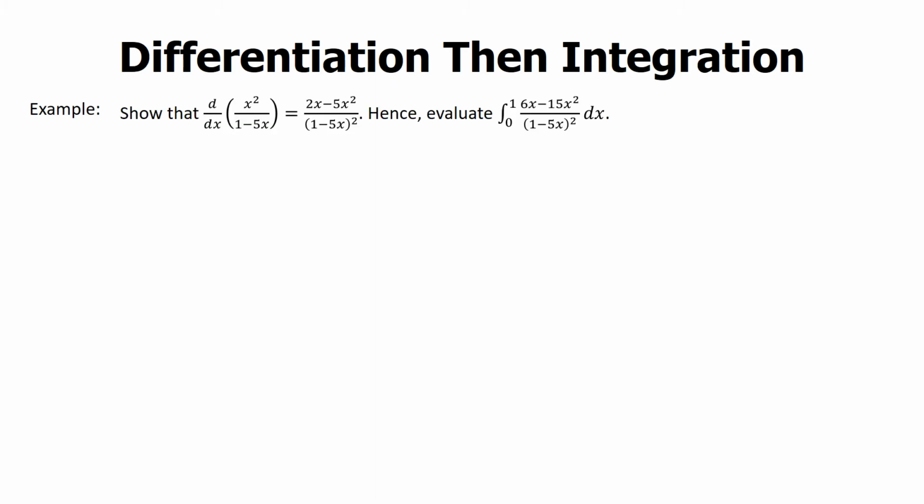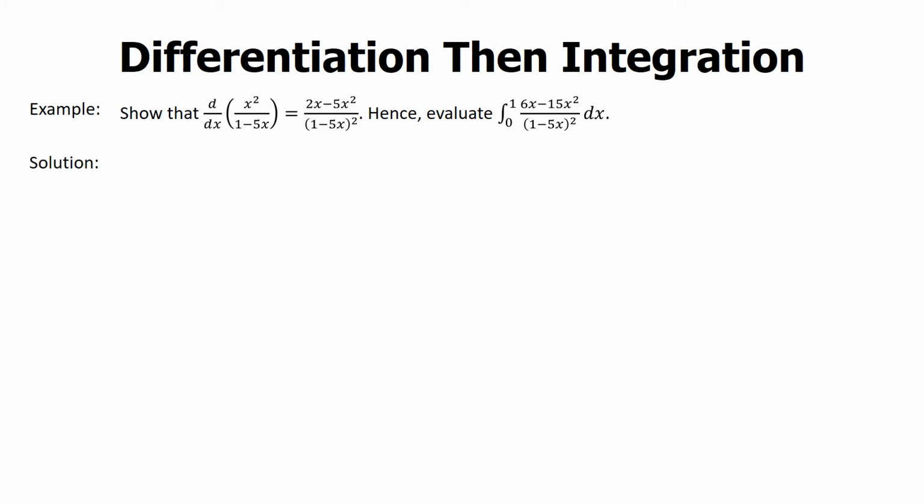Remember the differentiation and integration techniques that we have learned in indefinite integrals. This applies to definite integrals as well. Now, let's look at this example. Show that d over dx of x squared over 1 minus 5x equals 2x minus 5x squared over 1 minus 5x squared. Hence, evaluate integration of 0 to 1, 6x minus 15x squared over 1 minus 5x squared dx.